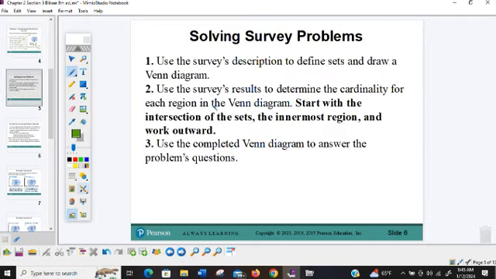All right, so we are going to use some information and we are going to draw our own diagram and fill in those numbers. On the first example, they gave us numbers. On this example, we have to fill them in. A little bit harder. Here's a hint though. Start with the intersection of the sets, the innermost region, and work outward. That's the key. So let's look at this example.